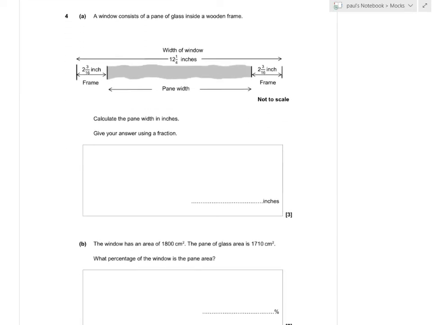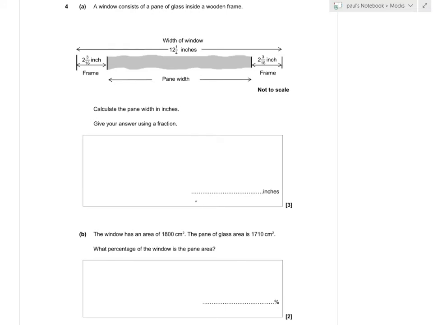A window consists of a pane of glass inside a wooden frame. Calculate the pane width. Alright, so we've got a 12 and a quarter. We've got to take away these two things, yeah? So let's add these two together. So 2 and 3/16 and 2 and 3/16 is 4 and 6/16. Take 12 and a quarter, take away 4 and 6/16.